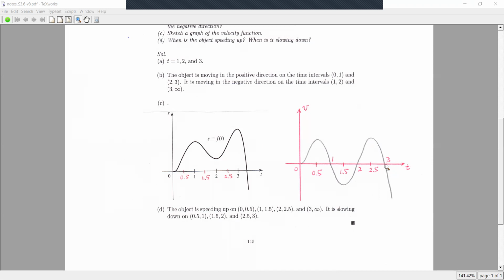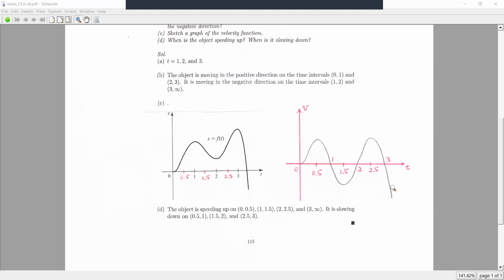The interval from 3 to infinity, the graph of the velocity is decreasing and is negative. When we take absolute value on this portion of the graph, this portion is increasing. So over the time interval from 3 to infinity, the object is speeding up because the absolute value of velocity is increasing and is moving in the negative direction because velocity is negative.